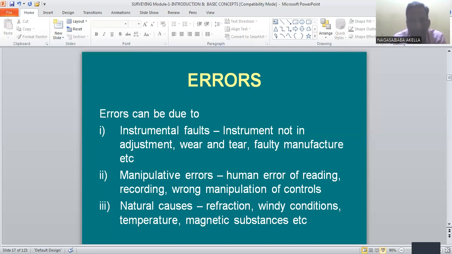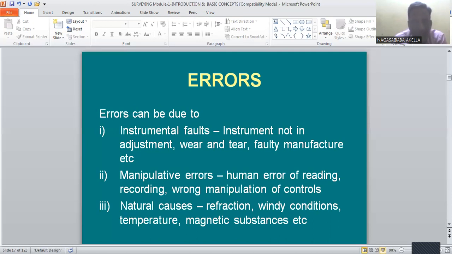Earth has a spherical shape. Due to that, curvature error and refraction error will occur. So curvature, refraction, wind conditions, temperature, and presence of magnetic substances are all natural causes. Due to curvature of Earth and refraction, some errors will occur. And during high wind, if you take measurements, the readings will be erroneous.